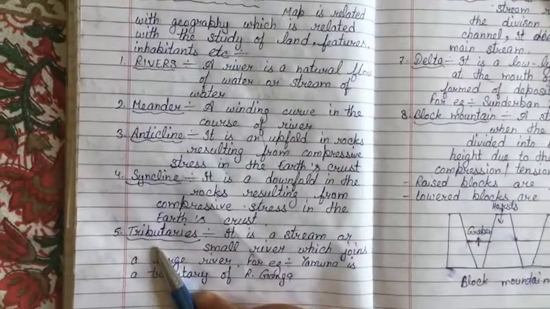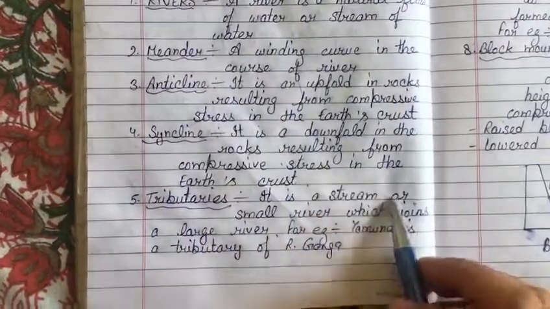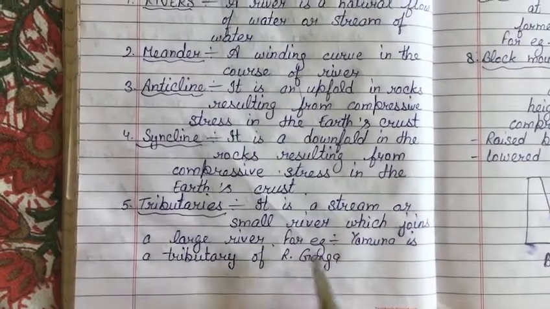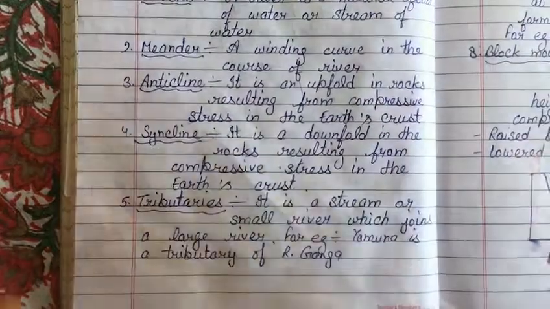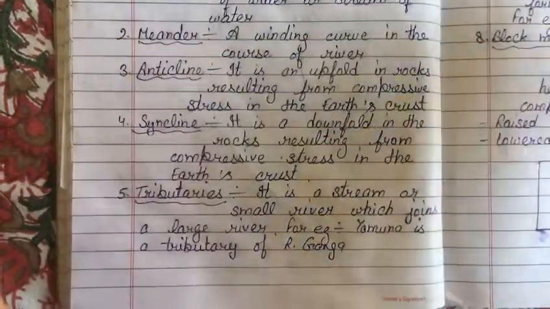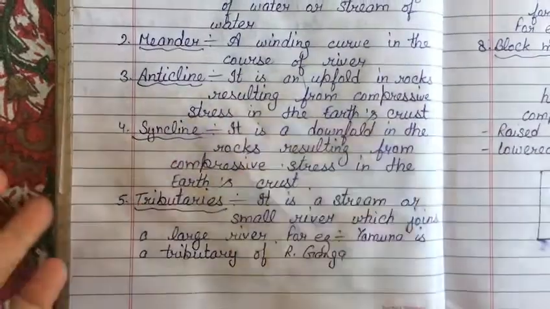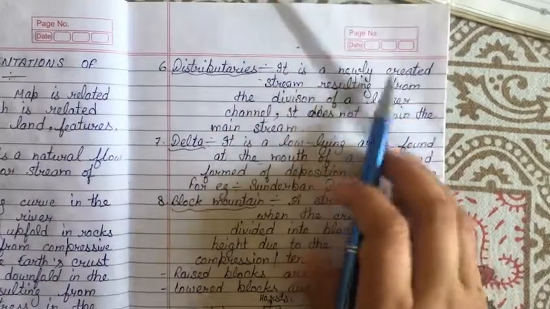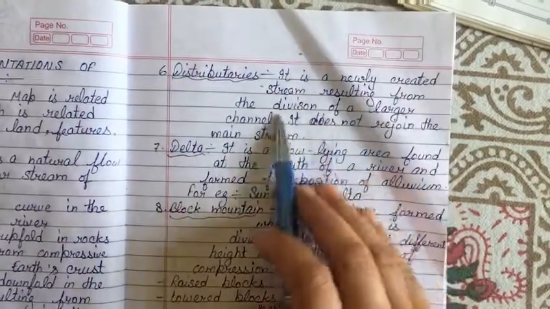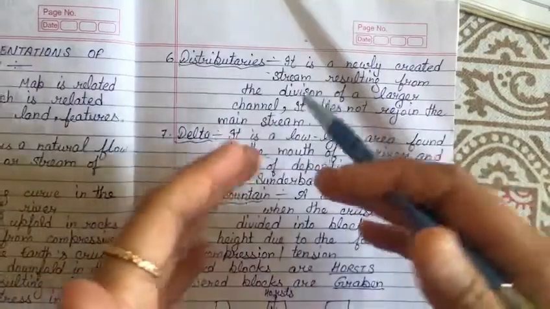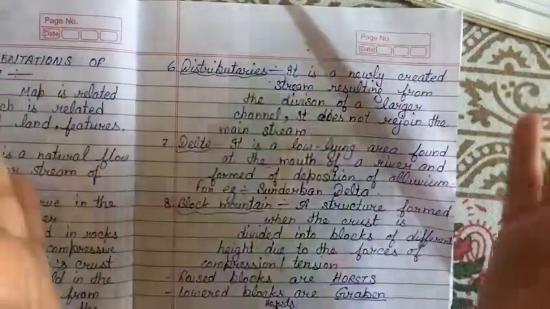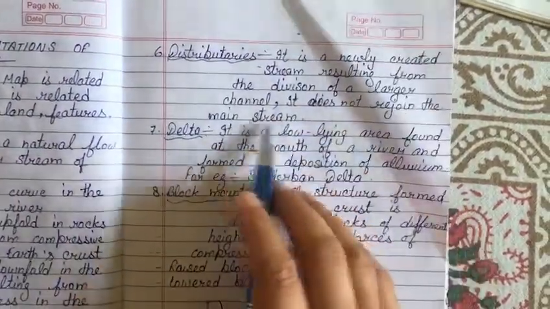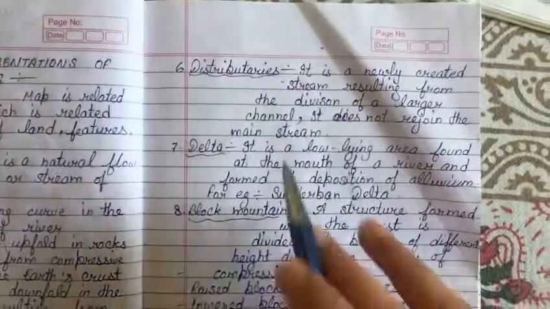Now, the next thing is tributaries. A tributary is a stream or small river which joins a large river. For example, Yamuna is a tributary of Ganga. It's a small river which further joins the large river. That is called a tributary. Now, distributaries. Distributaries are newly created streams resulting from the division of a larger channel. When the large river stream distributes one part to another area, that is called a distributary. It does not rejoin the main stream.